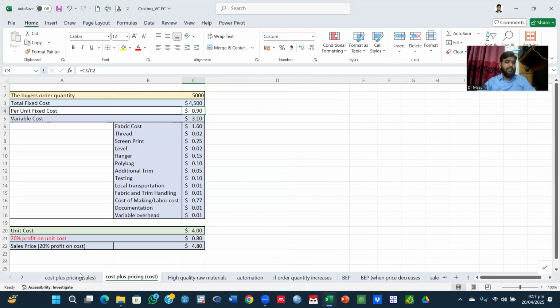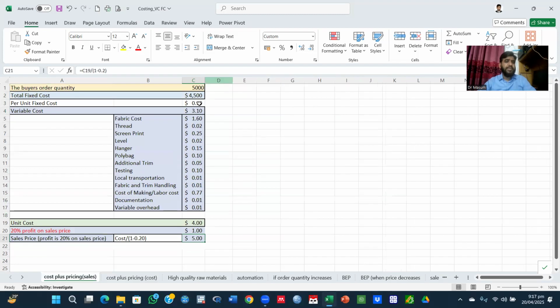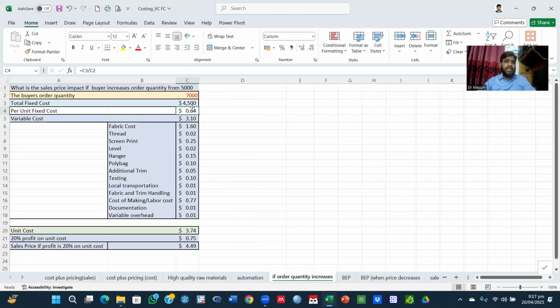0.90. 4,500 divided by 5,000 is 0.90. And as you are producing more units, your per unit fixed cost is decreasing. It is known as the economies of scale.